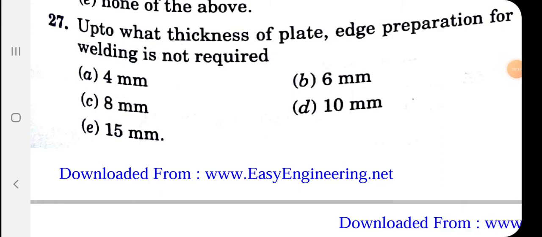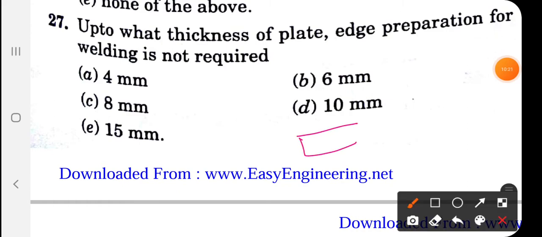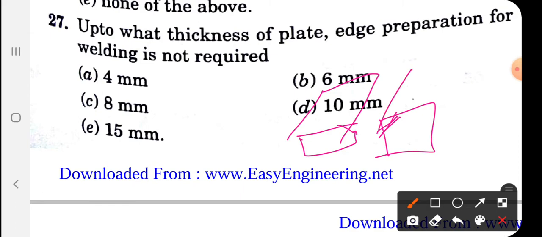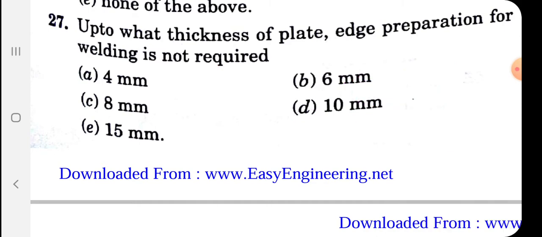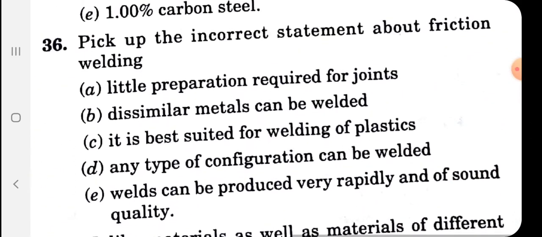Up to that, edging means what? See, these are the two plates you want to butt weld. Then here we will do edging. We will finish like this up to its width, removing this much material. That is not needed up to 4 mm thickness. If the thickness is 4 mm, there is no need of doing the edging.